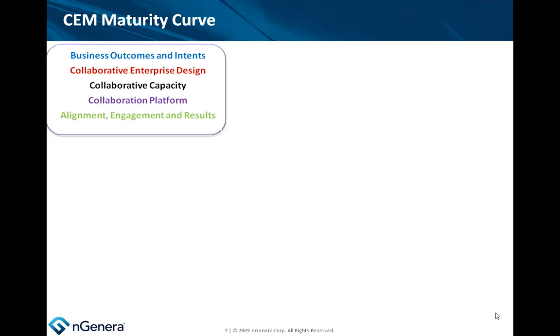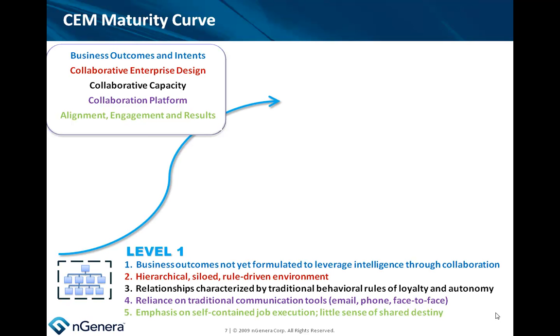So let's talk about the CEM maturity curve. As you can see, we've got the 5 domains of collaboration in the upper left-hand corner. And level 1 is an organization where business outcomes are not yet formulated to leverage intelligence through collaboration. So typically very hierarchical, siloed, very much rule-driven, kind of what we think about as the old school type of companies. And relationships are characterized by very traditional behavioral rules of loyalty and autonomy.